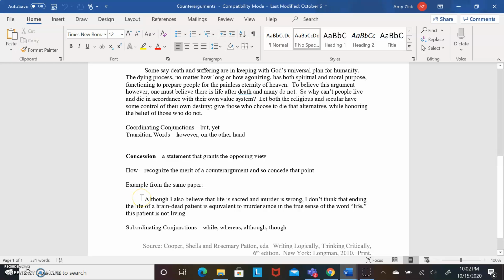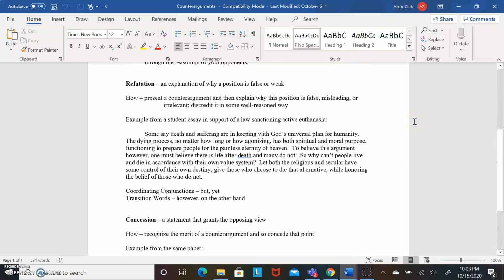So we see that kind of contrast word again of although, and then we have some other options given down here. So we see that they're saying, although I also believe that life is sacred and murder is wrong, so that's where we're getting the concession. This author is agreeing with the opposing viewpoint on this one point. And then the author acknowledges, though, that saying life is sacred and murder is wrong, it's kind of complicated in that kind of scenario of someone who's terminally ill. So that would be a possible kind of concession paragraph. So you could do either.